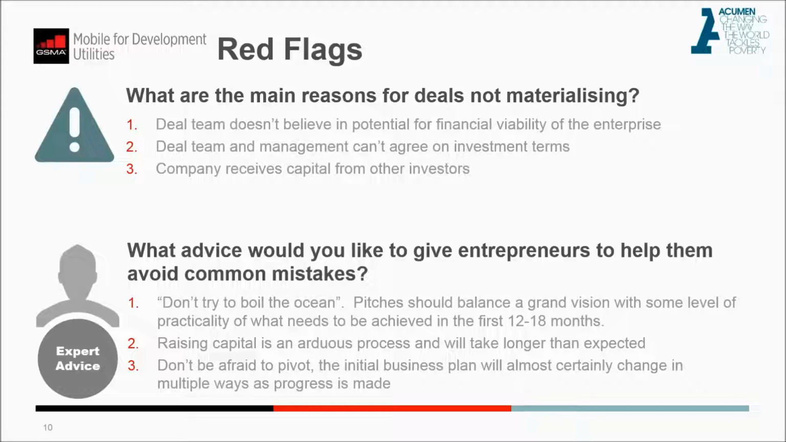The second and third ones, sometimes we can't just get to an agreement on investment terms. Typically this is around valuation. Obviously there's a tension where the entrepreneur wants the highest valuation he can get and the investor wants a lower valuation, and there's a negotiation. Sometimes that spread is just too big to bridge, and we both can go on our separate ways.